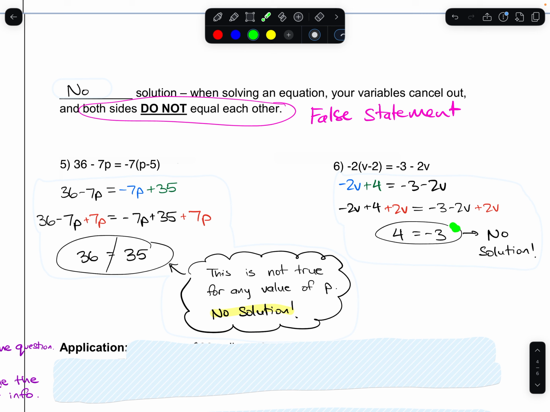Okay, again, the variables cancel out on both sides and you get a false statement. 4 equals negative 3, that's ridiculous, that's not true. So there's no solution for v.